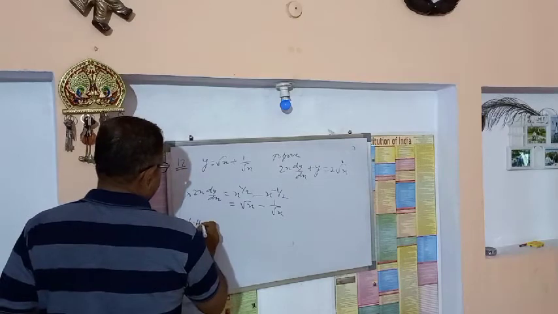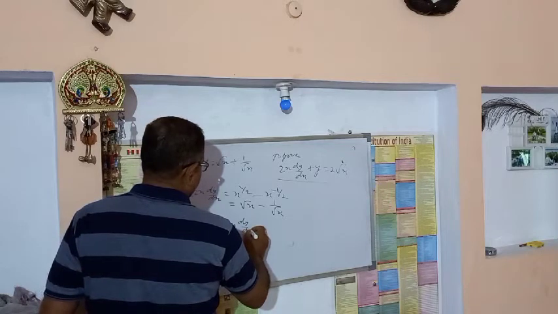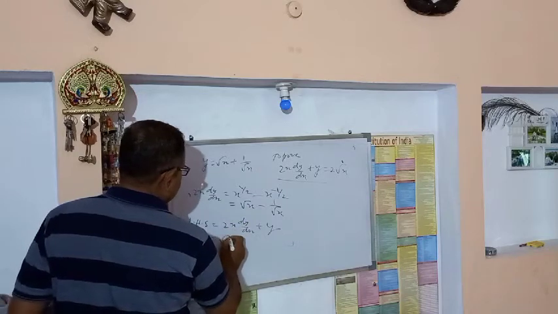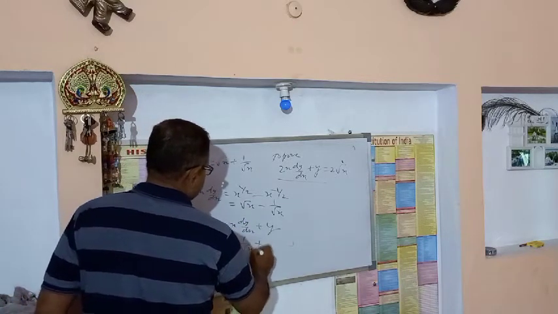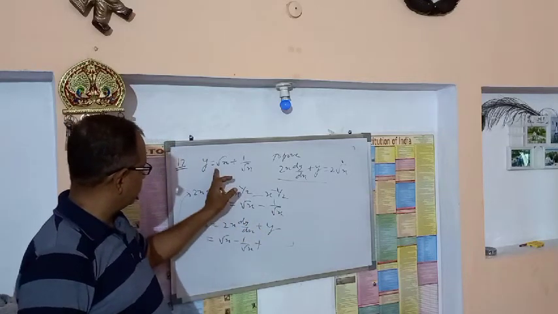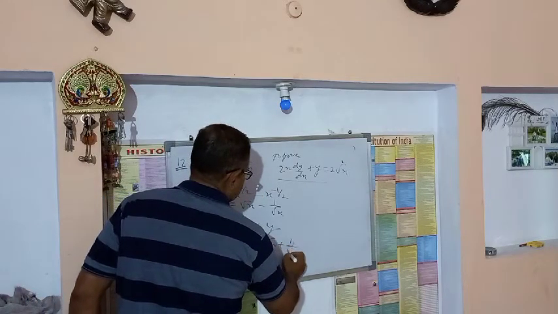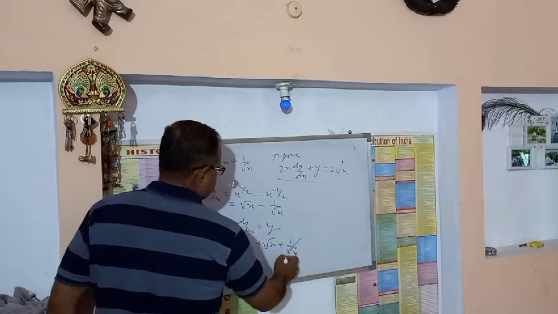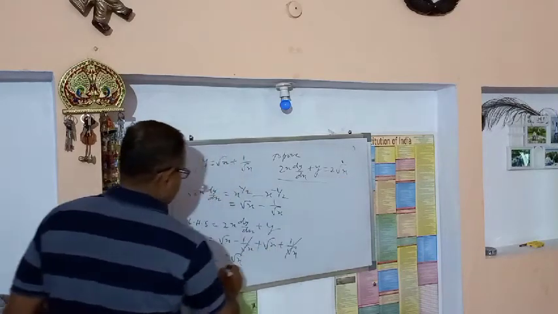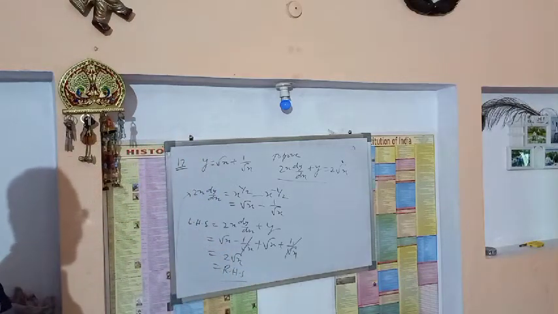Now take left hand side. 2x dy by dx plus y. What is 2x dy by dx? Root x minus 1 by root x. And what is y? y is root x plus 1 by root x. Root x minus 1 by root x plus root x plus 1 by root x, the 1 by root x terms cancel. Root x plus root x, 2 root x, that is the right side. So it is proved.